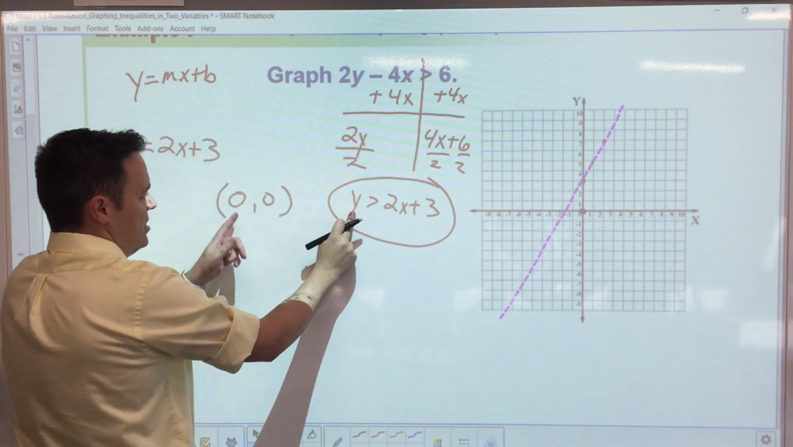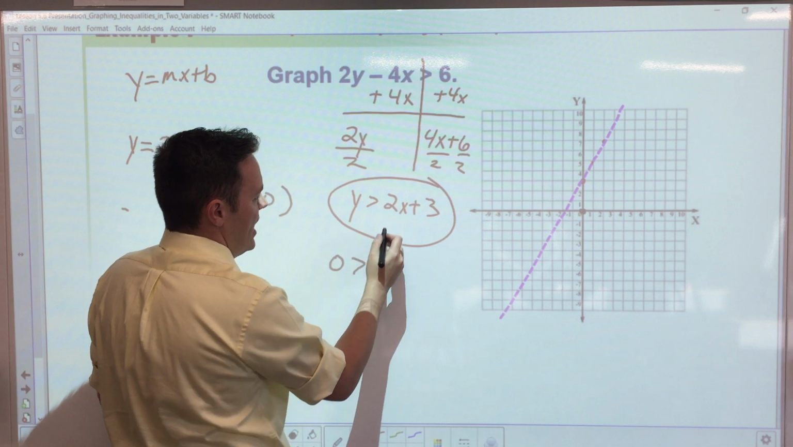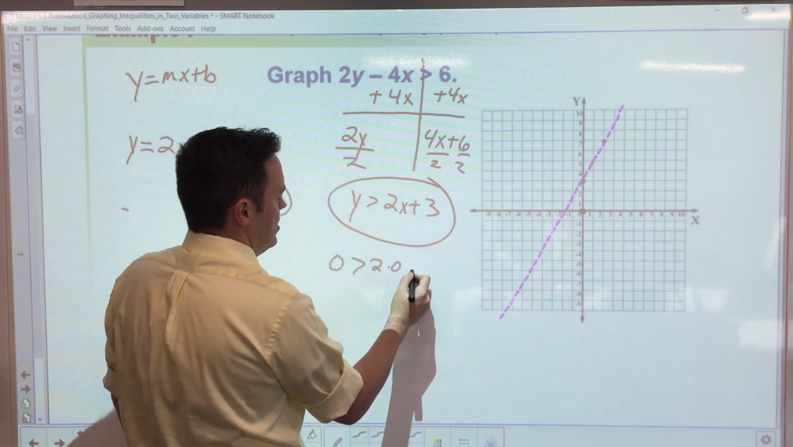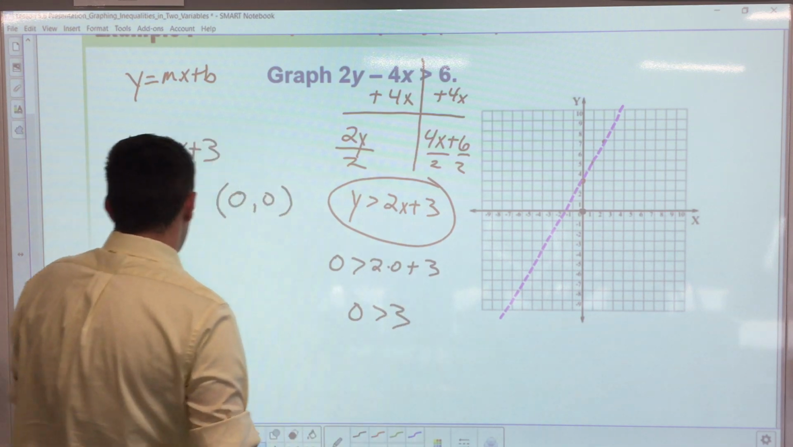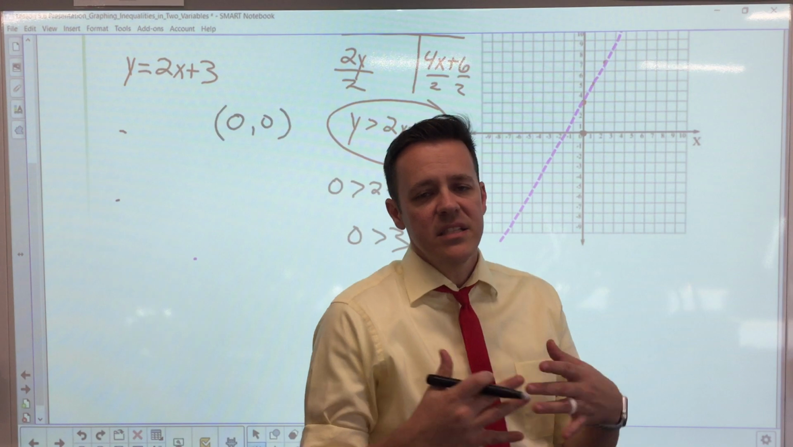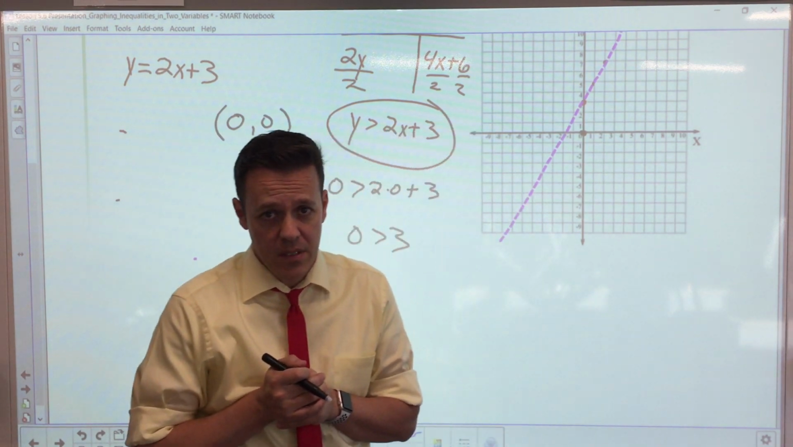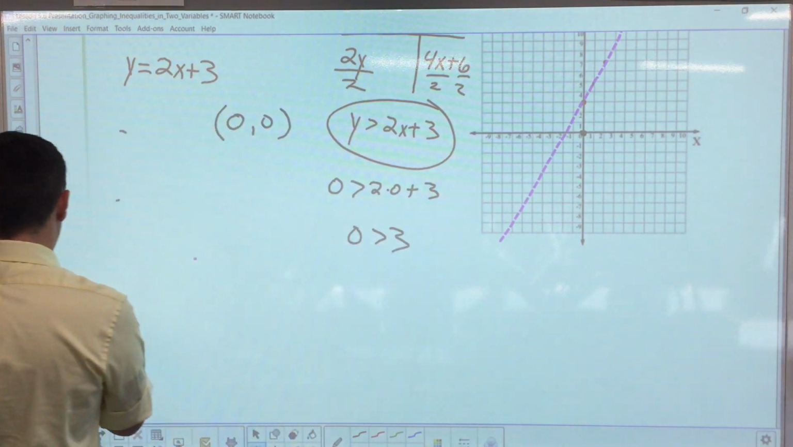So if you do that, 0 is greater than 2x plus 3, so it'd be 2 times 0 plus 3. 0 is greater than 3. Now my question to you is this, ladies and gentlemen: is this a true or false statement? 0, is it greater than 3?